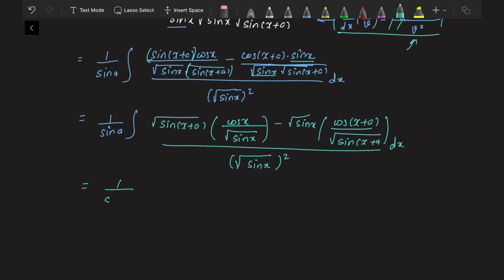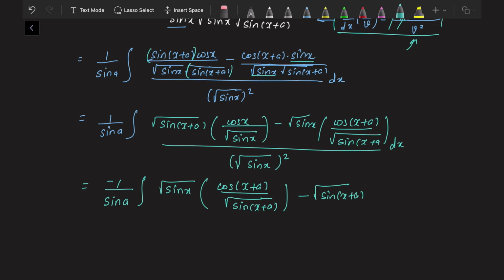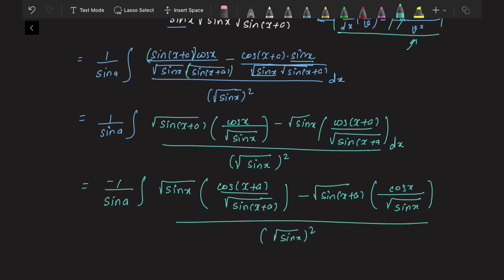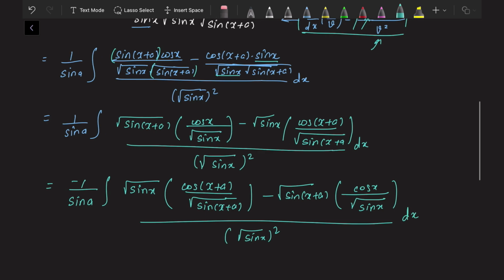So finally, we will have 1 upon sine a and negative 1 upon sine a. Hence, inside we will have the root sine x term as first term multiplied by cos of x plus a divided by the square root of sine x plus a. Nice. Minus the root of sine x plus a, and this one multiplied with cos x upon root of sine x, and all of this divided by root of sine x the whole square dx.